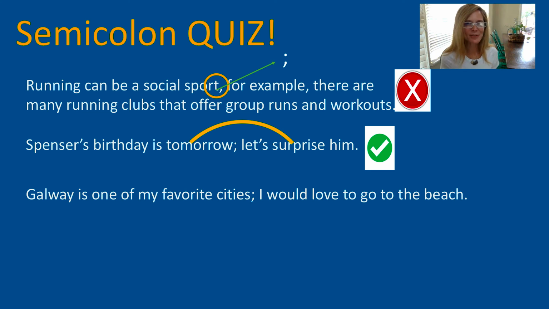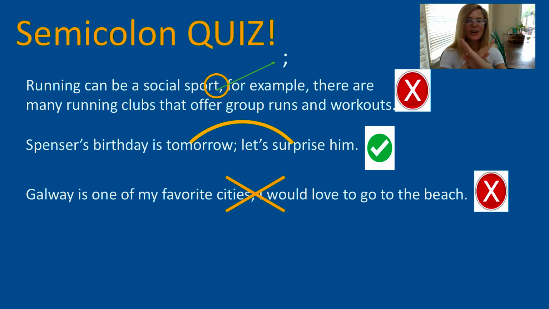Galway is one of my favorite cities. I would love to go to the beach. Correct or incorrect? This is incorrect. Galway is one of my favorite cities. That's great. But what does that have to do with going to the beach? Nothing, right? Absolutely nothing. You cannot use a semicolon with two sentences that are not related. It just won't work. One more.